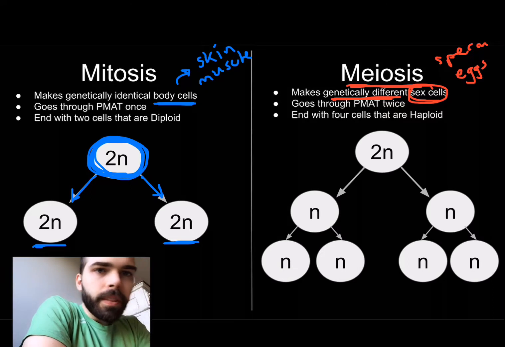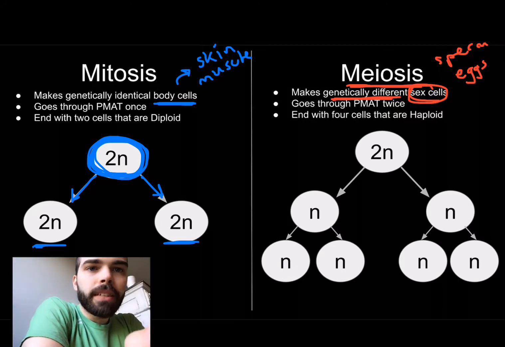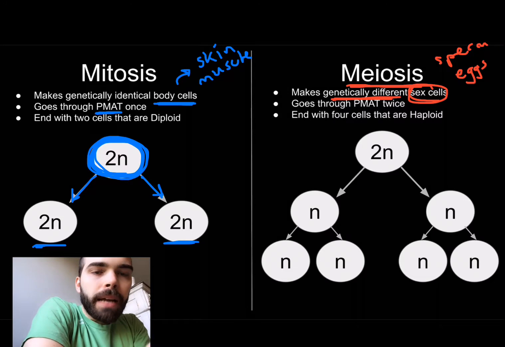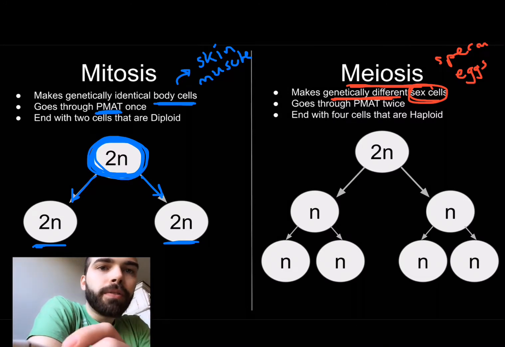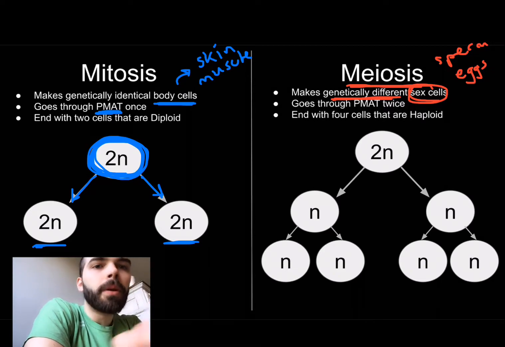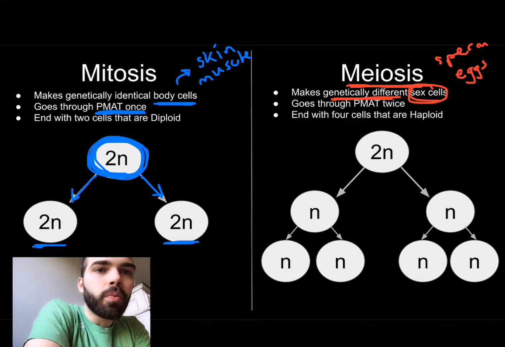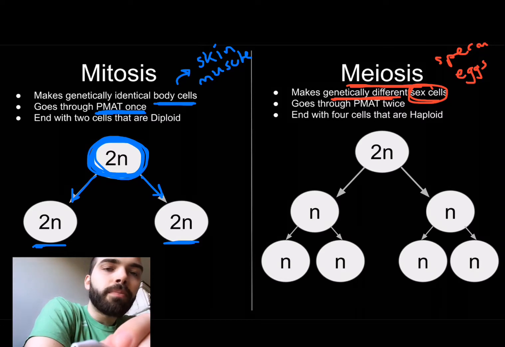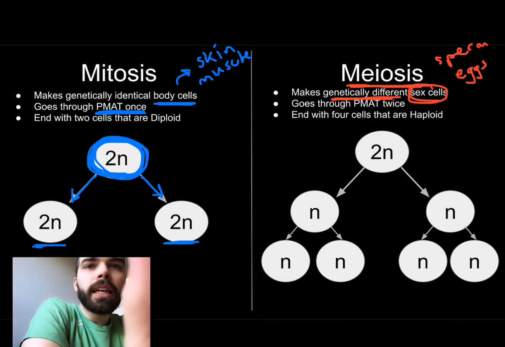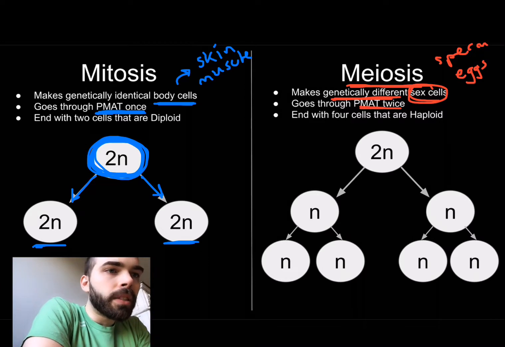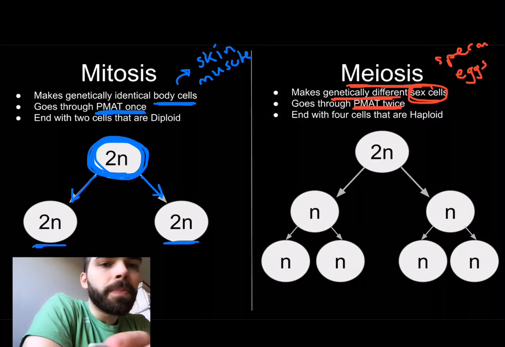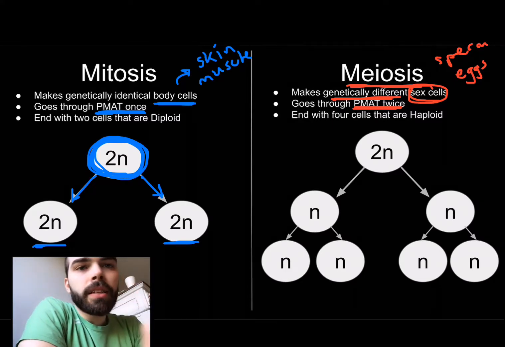Now, mitosis, go back to it. It goes through PMAT. Remember, PMAT's prophase, metaphase, anaphase, telophase. So when the cell divides, it has to go through those phases. Meiosis does PMAT as well, but the difference is mitosis is only going to go through one cycle of PMAT, one round of division, but meiosis is going to go through two rounds of that, 2 rounds of PMAT or 2 divisions. And you can see this in the picture that I've drawn.